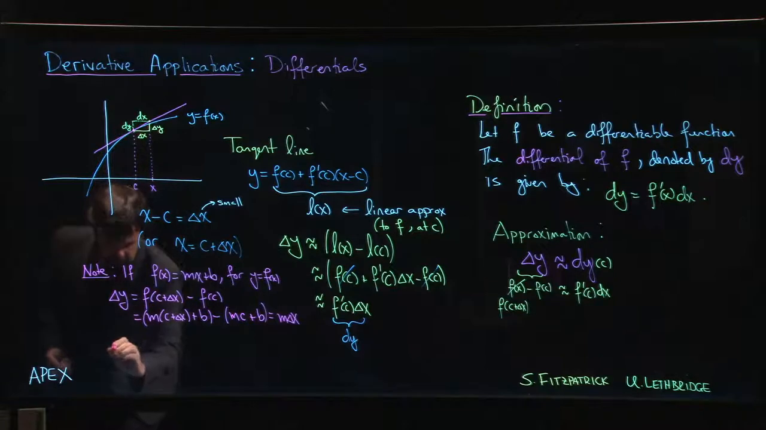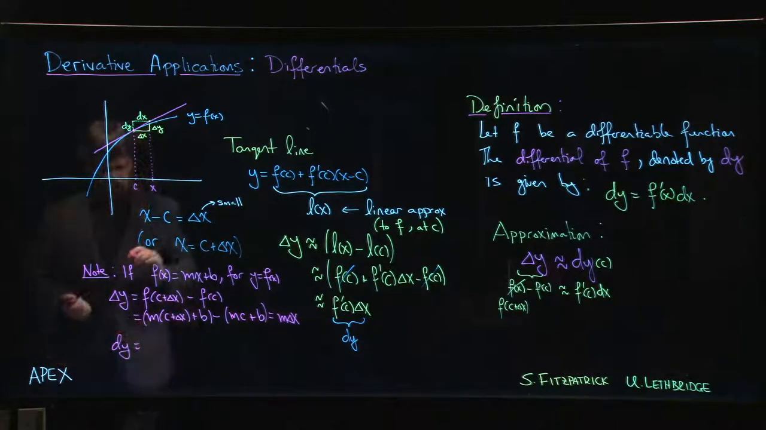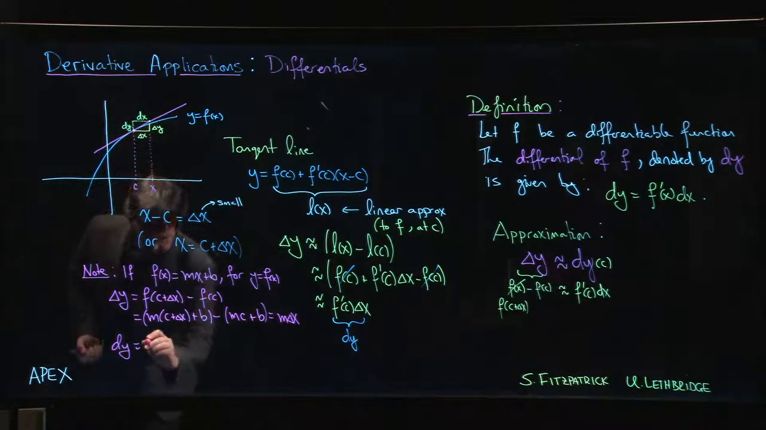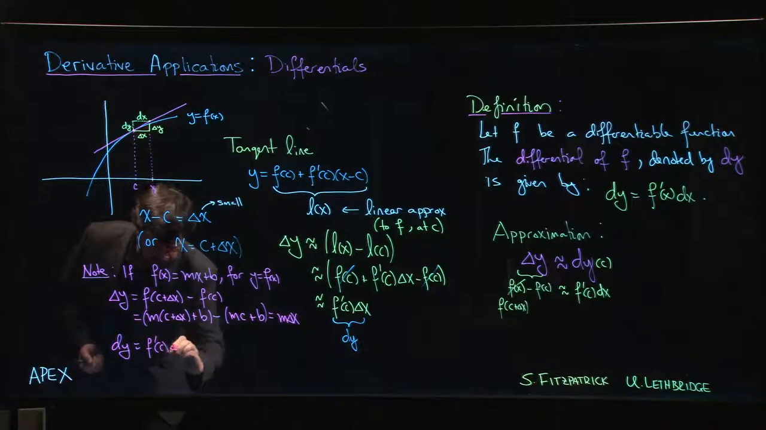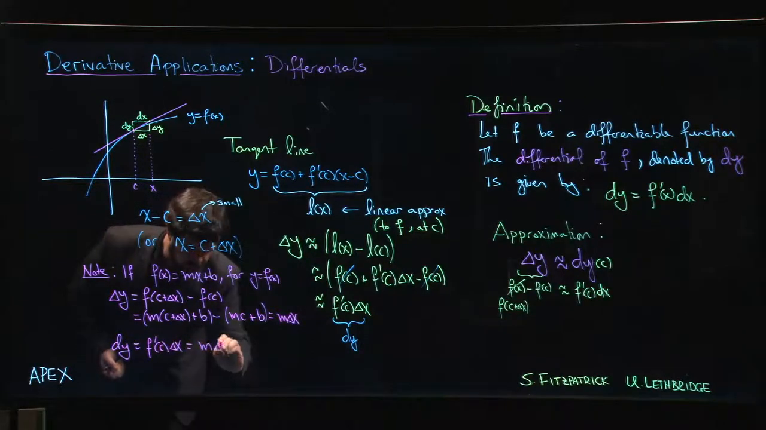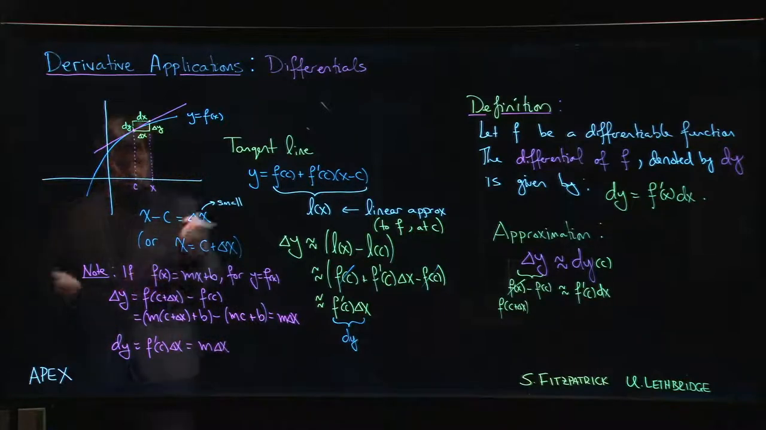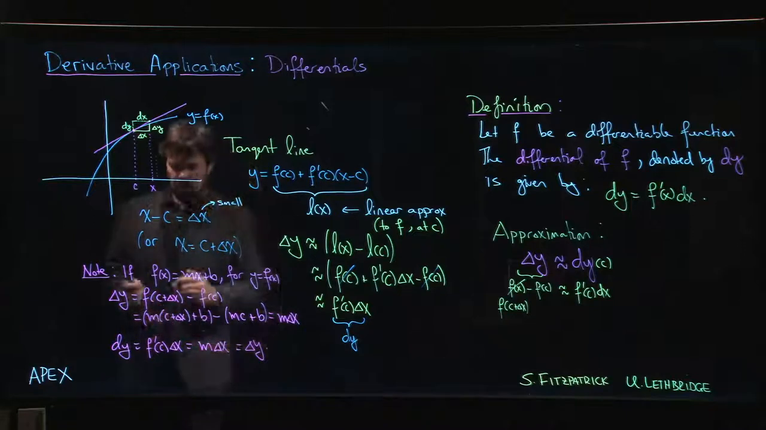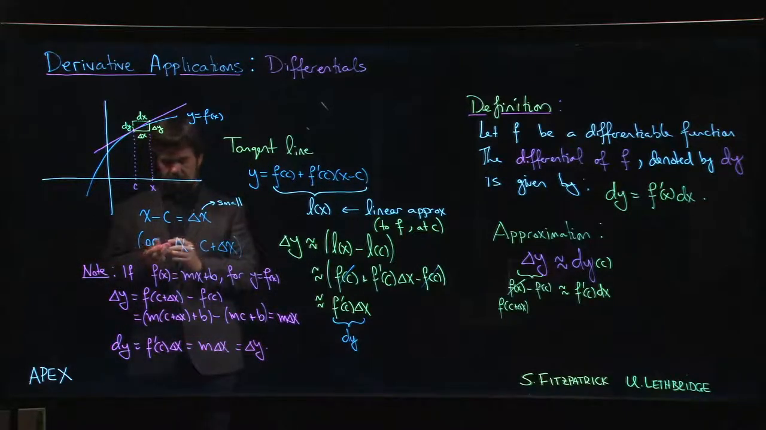On the other hand, dy is going to be, well, what's f prime? F prime is just m, right? It's f prime at c times delta x, which is just m times delta x. Oh, which is the same thing as delta y. So in this case, they come out to be the same.